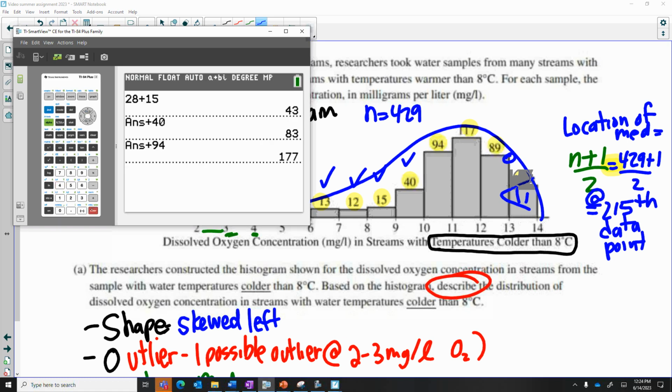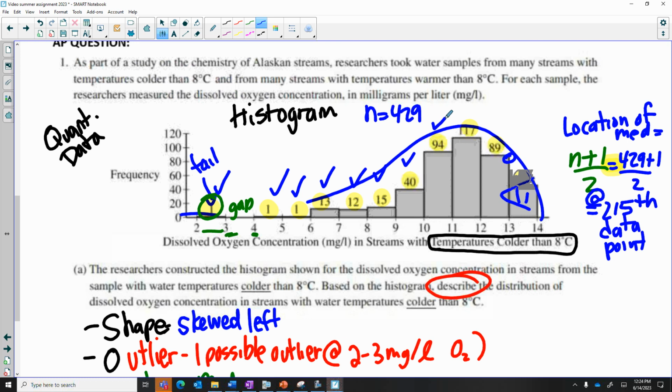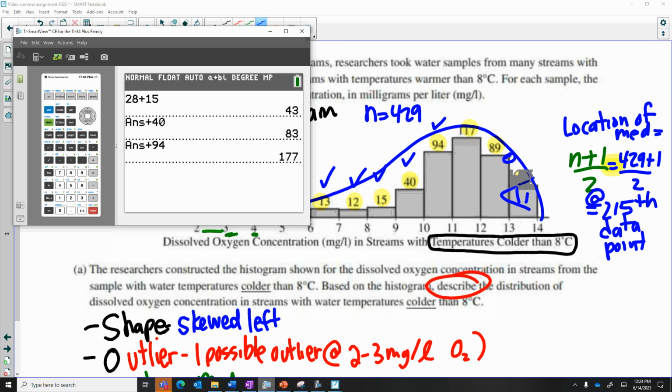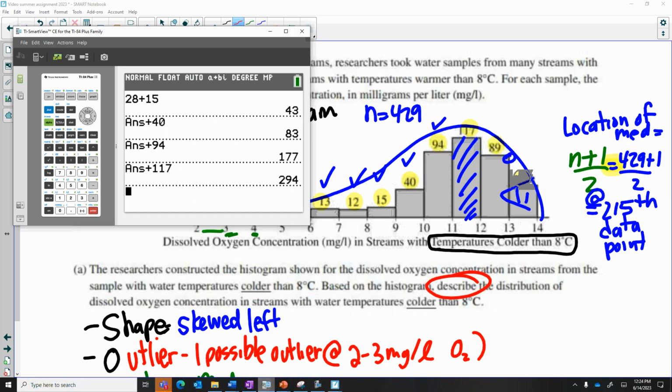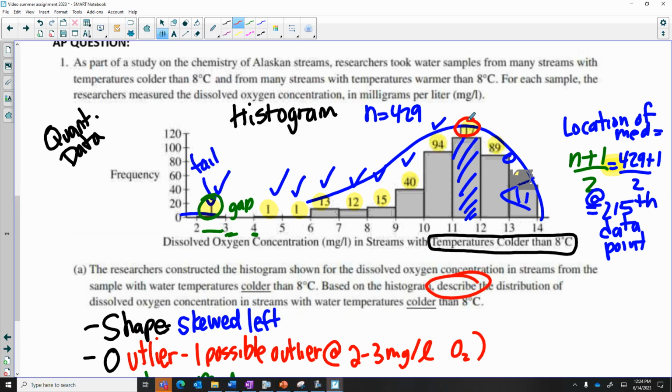Now I hit 177. Keep going. Add the next one, 117. Boom, we reached 294. So I'm hoping you realize that the median is going to lie in this bar because when I added up the frequencies and I included the 117, I got 294, and 294 is greater than 215, which means that the 215th data point will lie within this bar. So the median lies between 11 and 12 milligrams per liter of oxygen content.